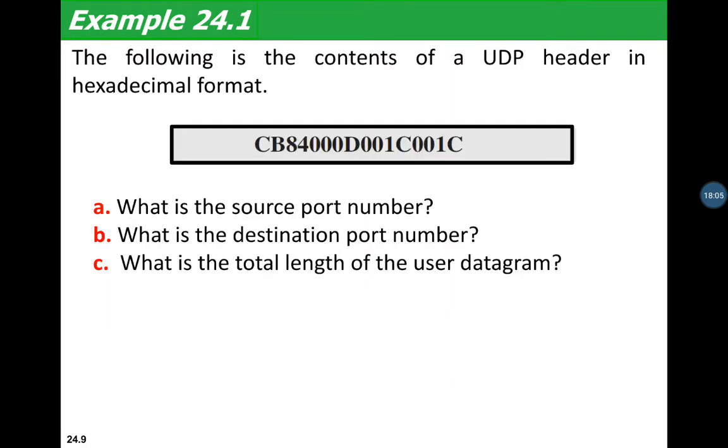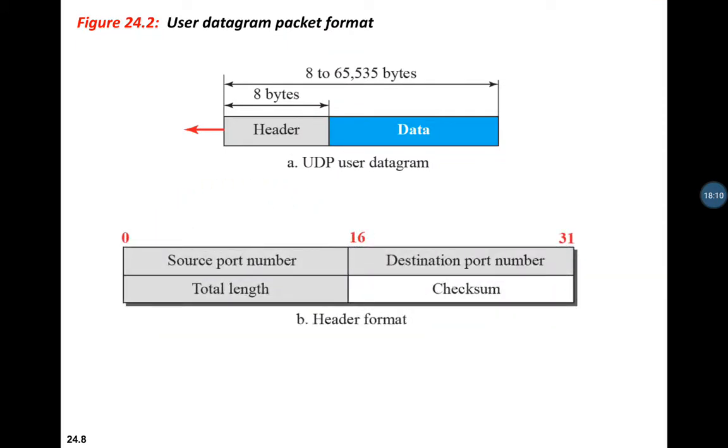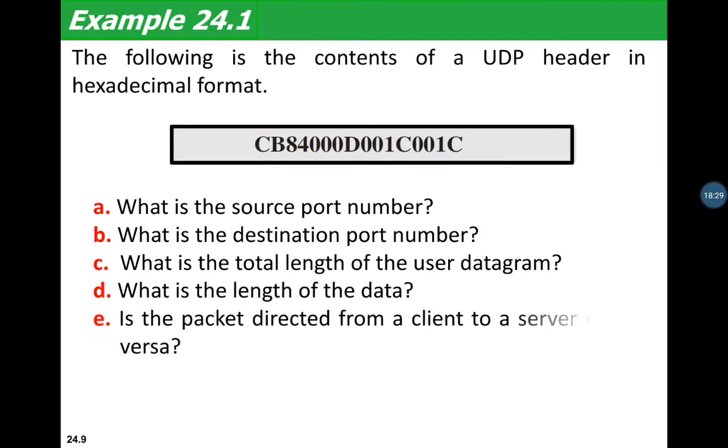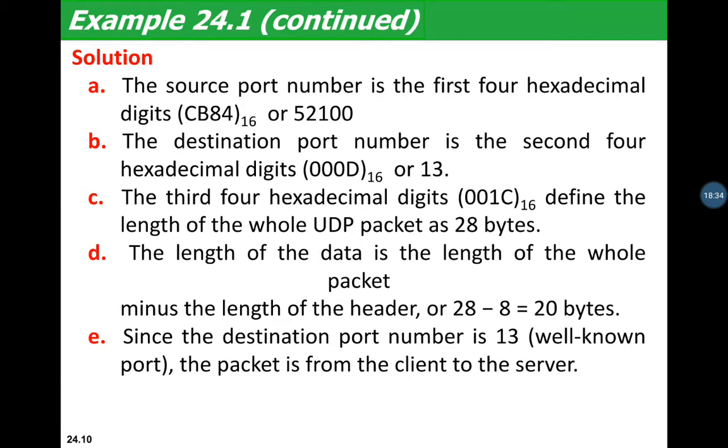So remember what we have seen: the first 2 bytes, that means 4 hexadecimal digits, will be the source port number. The next 4 hexadecimal digits will be the destination port number. Next, the 4 digits will be the total length, and the last 4 digits are the checksum. So first, what is the source port number? It is the first 4 hexadecimal digits, CB84, which in decimal is 52,100.